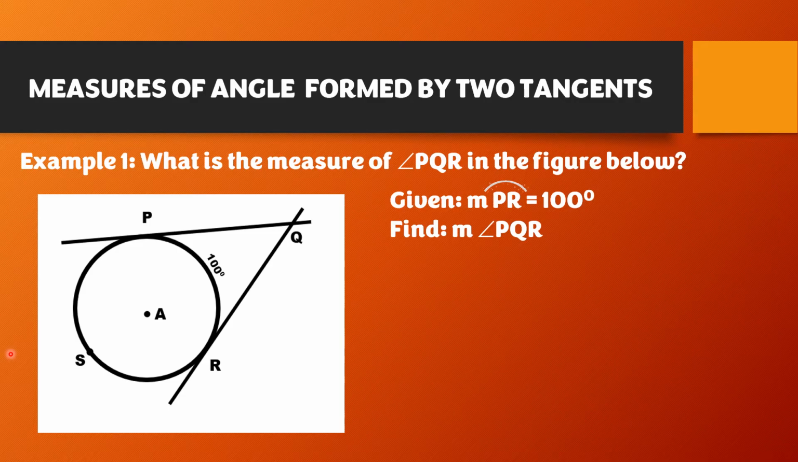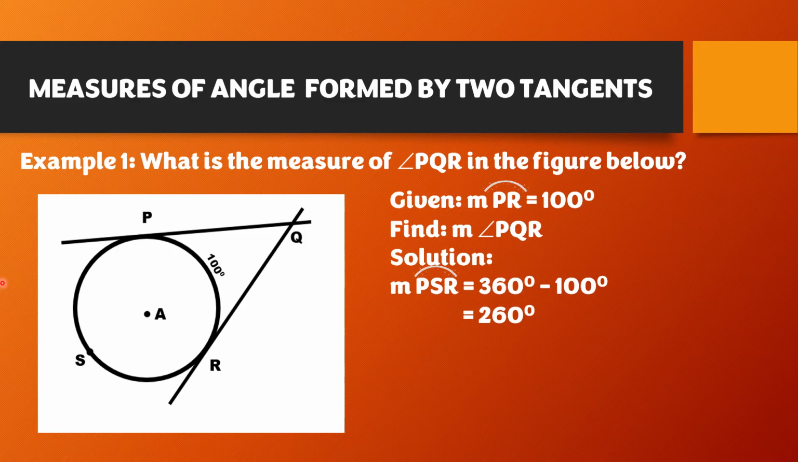And we're going to find the measure of angle PQR. This is the angle formed by the two tangents, which is located outside the circle. For the solution, first we're going to determine the measure of arc PSR. The measure of arc PSR is equal to 360 degrees minus 100 degrees, and the measure of arc PSR is 260 degrees.